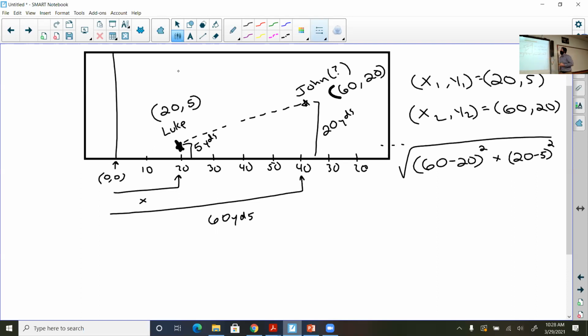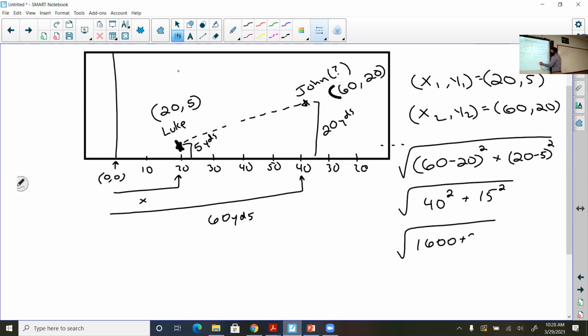Now you'll see what I decided is that I did keep the bigger values as my X sub 2, Y sub 2. So when I subtract, they weren't going to be negatives. And so I get 40 squared plus 15 squared. And then from there, you want to plug it into your calculator, or you can start to do some mental math as well.